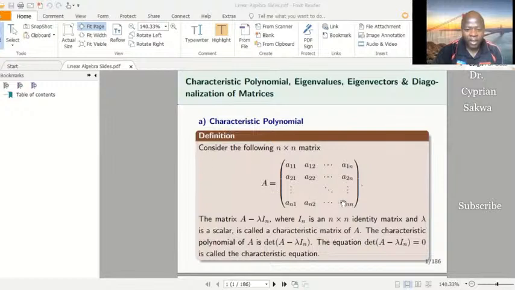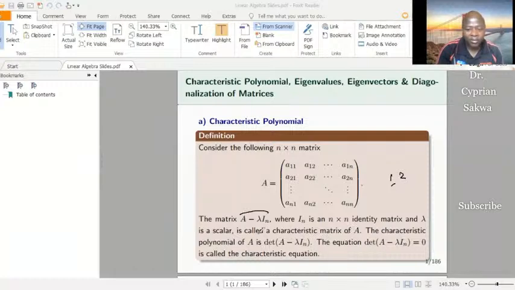This is an n by n matrix. If we are given an n by n matrix A, then I say that the matrix A minus lambda I, where I here is the n by n identity matrix and lambda is a scalar, it could be 1, could be 2, just a scalar, then this matrix is called the characteristic matrix.